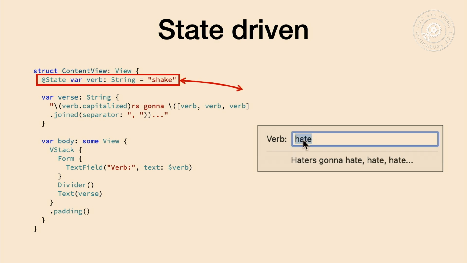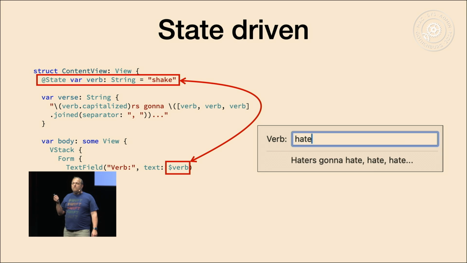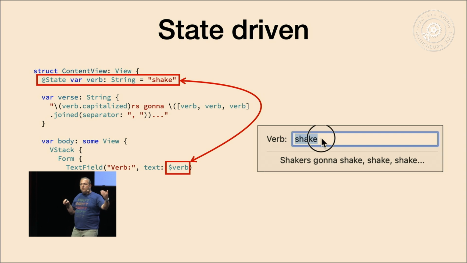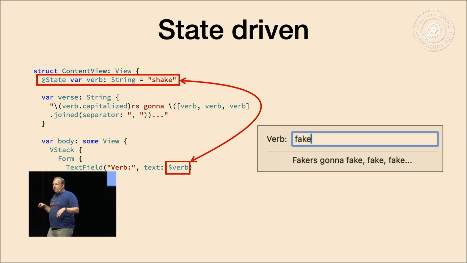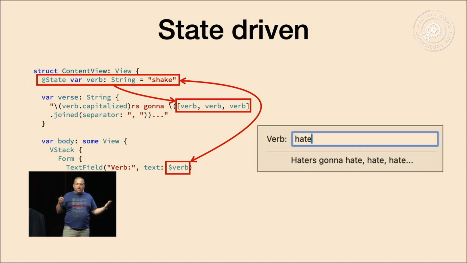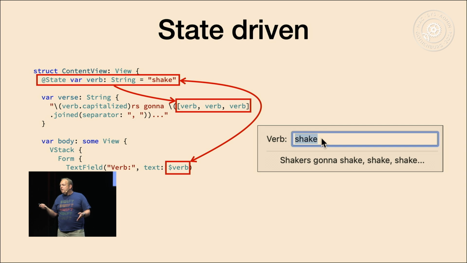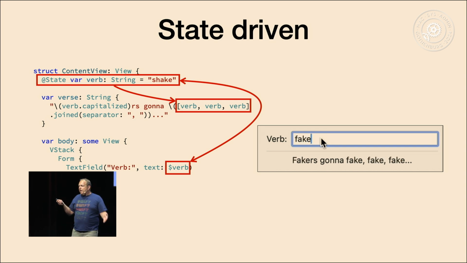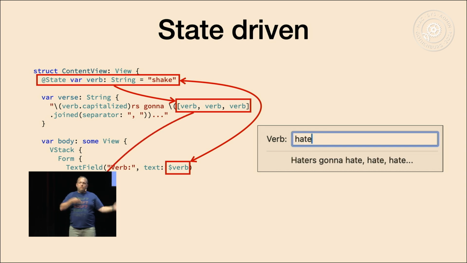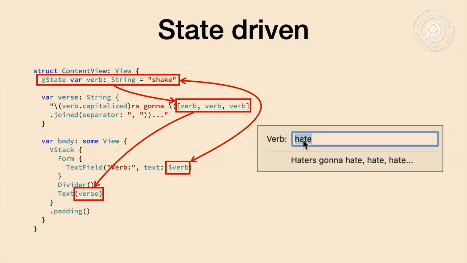That means that I can have a two-way connection. In this case, my state variable, the verb, has a two-way connection to the text field. That means if somebody updates the data in the text field, my variable updates. If something in code updates the variable, my text field updates. But I can also use that like any other Swift variable. And in this case, I have a calculated property that uses that to generate the verse line. And I'm using the verse line in a different UI element. And everything just magically updates when I click on it and move on it. And I don't have to bother about these things.